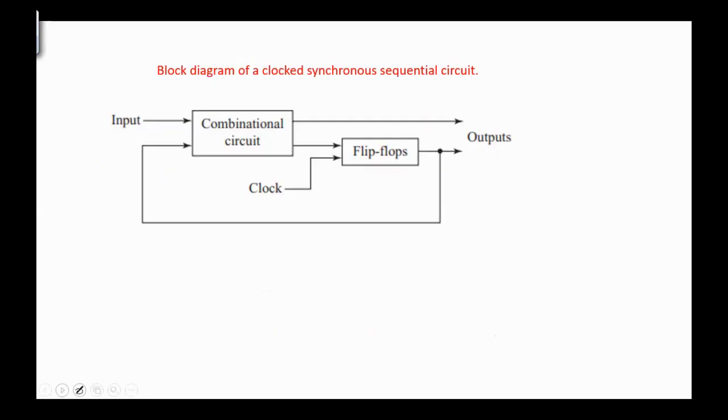Sequential circuits are classified into synchronous, in which case the clock pulse is applied to all flip-flops, and asynchronous, where the clock pulse is applied usually to the first flip-flop, and other flip-flops are triggered internally. This is the block diagram of a clock synchronous sequential circuit. We have the combinational part and the flip-flop with a feedback to the circuit.